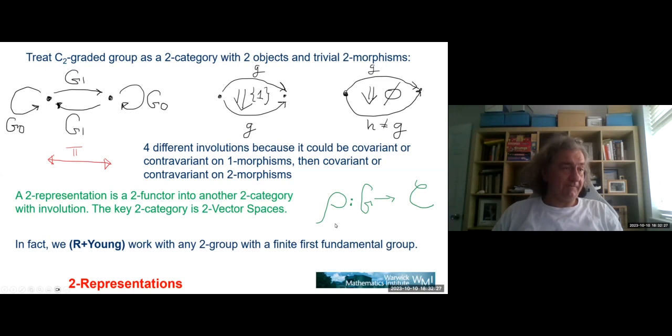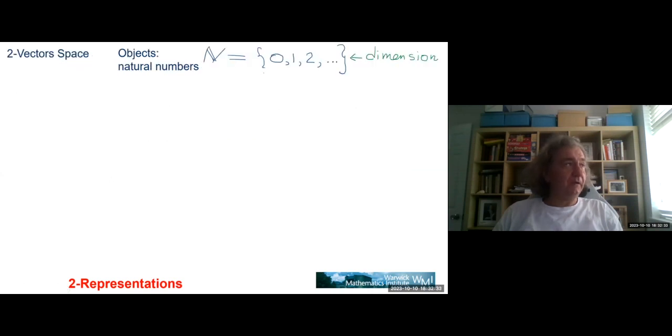So let me explain what we have done. For that, I want to explain quickly 2-vector spaces. 2-vector spaces have different models, and I pick my favorite one because for this explanation, it's the clearest, because here you can see all the possible involutions. So what are 2-vector spaces? Its objects are natural numbers 0, 1, 2, and so on.